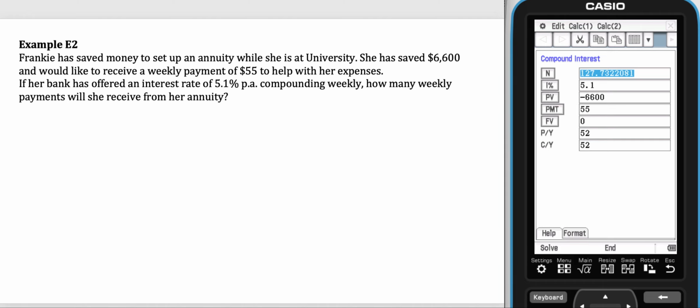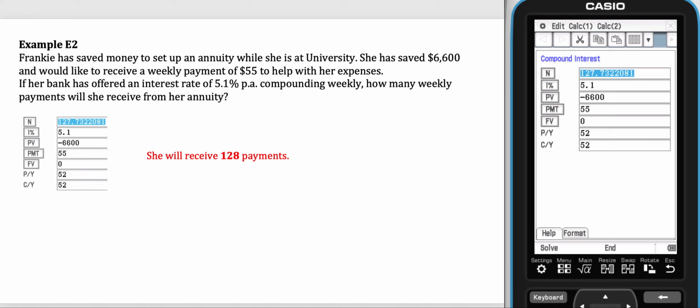Okay. And again, if you're filling in your notes now, make sure you write down the entries into Finance Solver, copy that into your notes. Don't just write the answer because later on that answer, you might forget where that's actually come from.